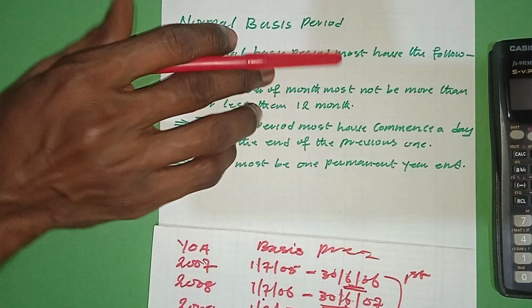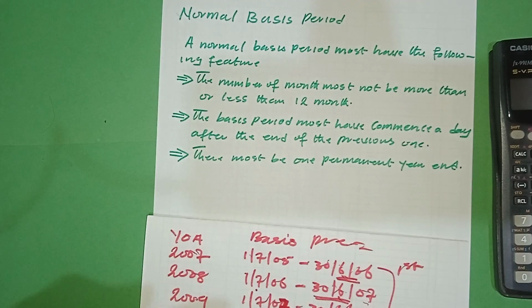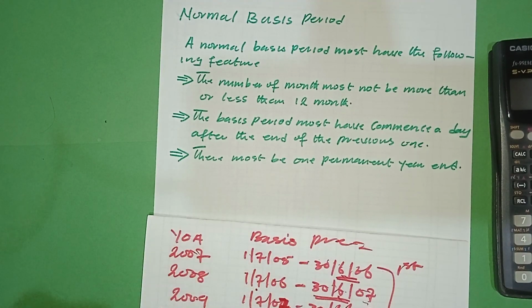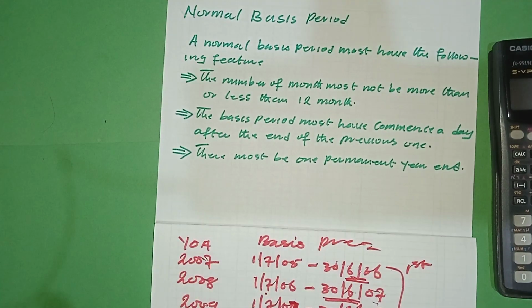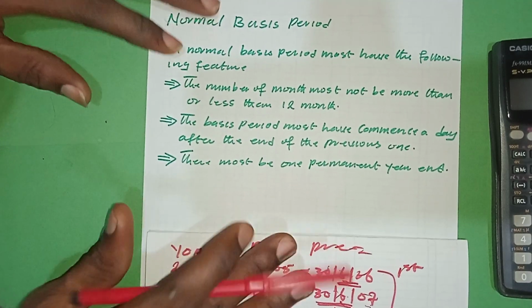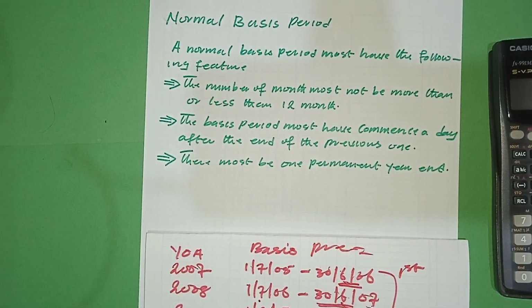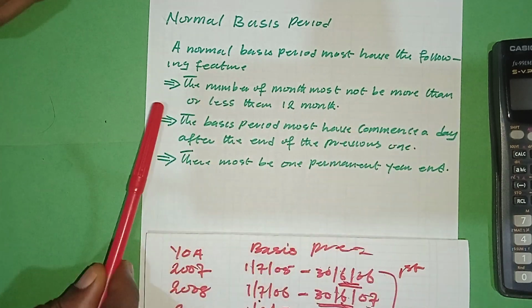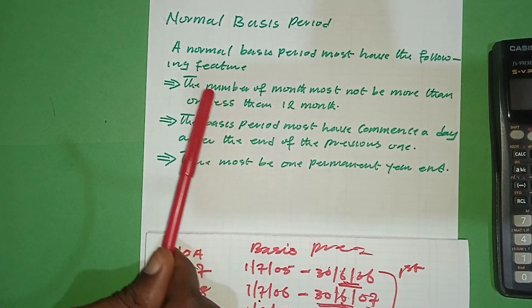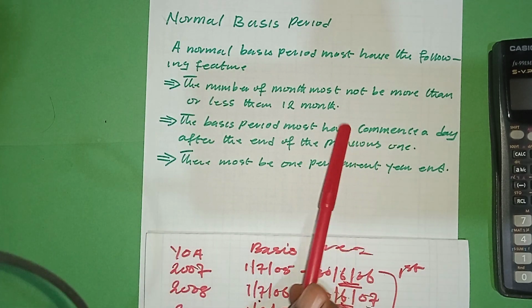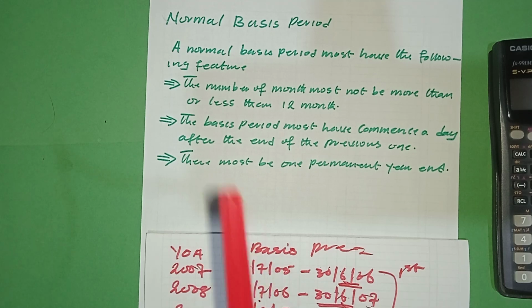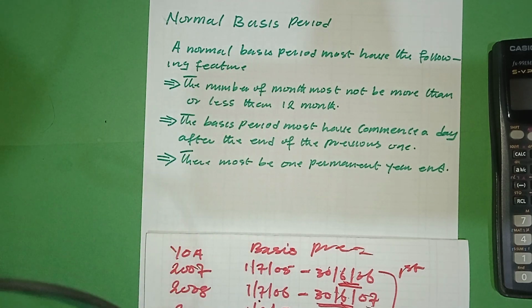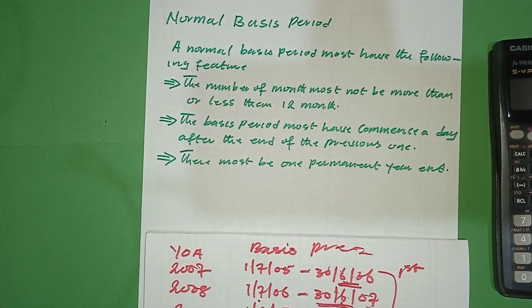Now, the next one we're going to handle will be abnormal basis period. To explain the abnormal basis period, just turn this thing upside down and you get your abnormal basis period. They say the number of months must not be more than 12 or less than 12. In abnormal, the months can be more than 12 and it can be less than 12. That is abnormal.